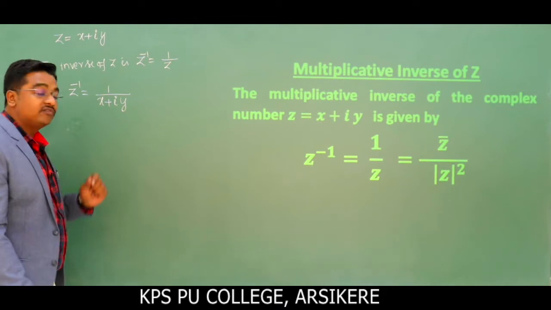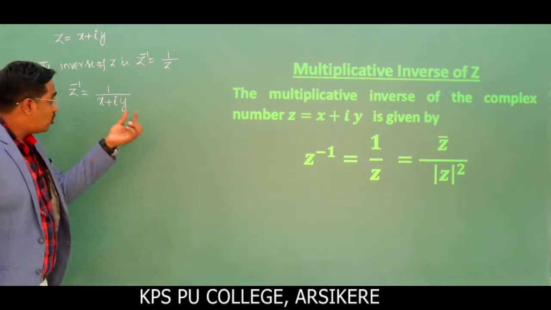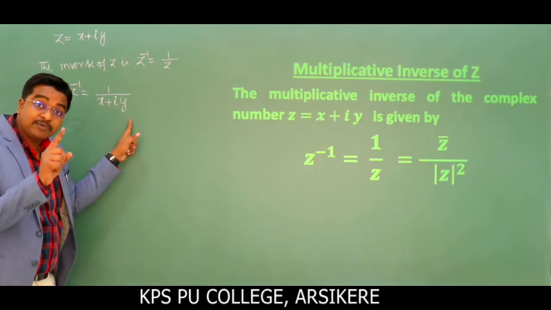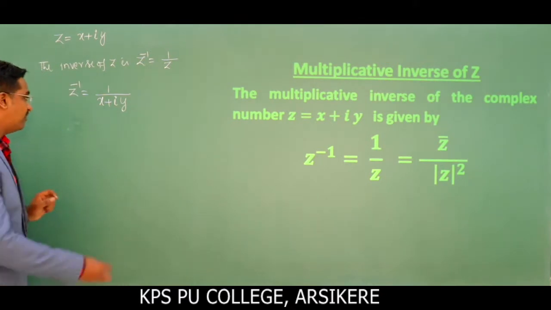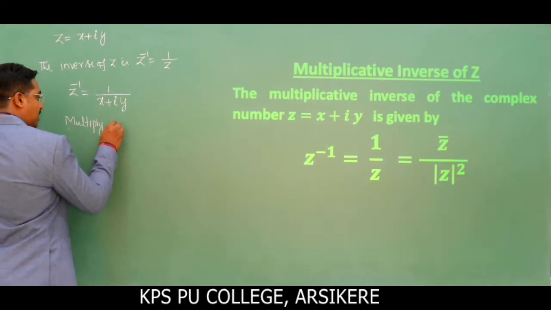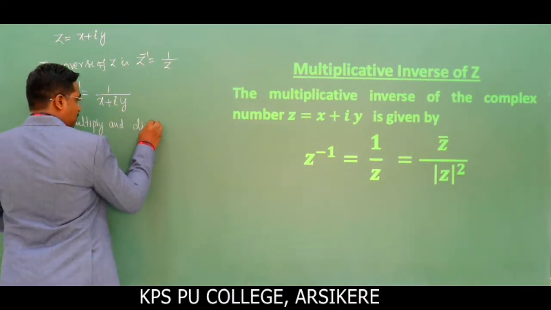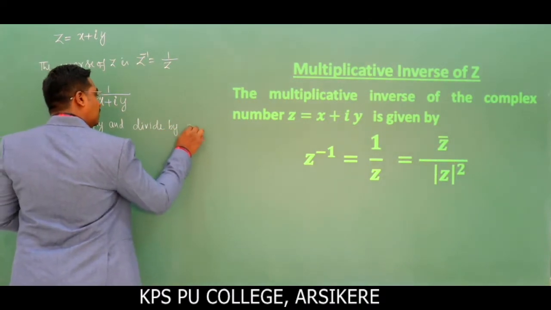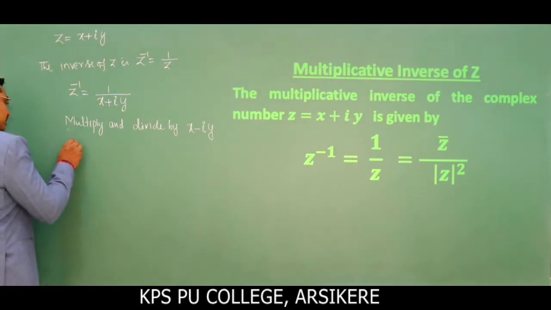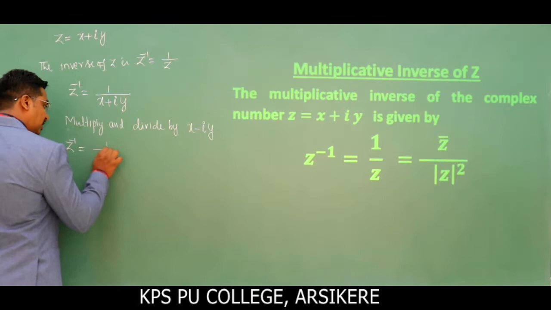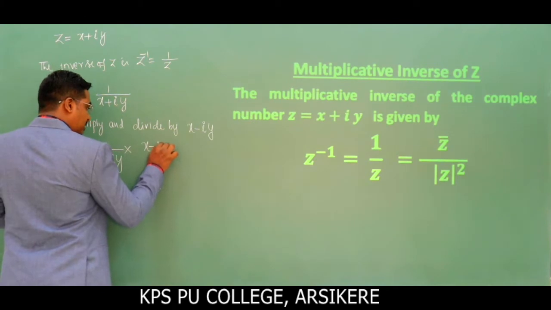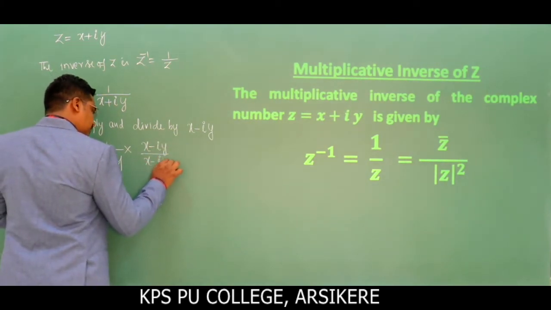Well, to simplify this kind of complex number, multiply and divide by the conjugate of what? The denominator. What is the denominator? We have x plus iy. Corresponding conjugate is, very good, x minus iy. So z inverse is equal to 1 divided by x plus iy, multiplied by x minus iy and at the same time divided by x minus iy.